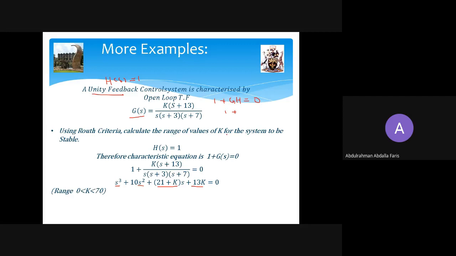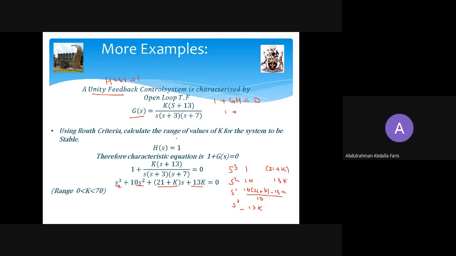So this is how we do it. You say power 3, power 2, power 1, power 0. So I pick this one, skip, pick that, 21 plus K, and then go to the next row. So I have 10 and 13k. If I want to get this, I say that one times that, so 21 plus k. So I have 10 times (21 plus k) minus 13k, divided by 10. And we know this last one is actually 13k.